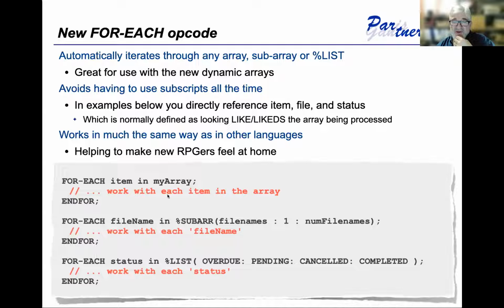So for each item in array, work with the item. For each file name in the subarray, same as before, right? Work with each file name. For each status, work with the status, and so on and so forth. So basically I tried to take forward what we did on the previous example and just show how we can use the same thing with ForEach. Now, the nice thing about ForEach is that when you're using the new dynamic arrays, which we'll talk about in just a second, it's automagic. It takes care of limiting itself to the subarray, if you like, of active names.